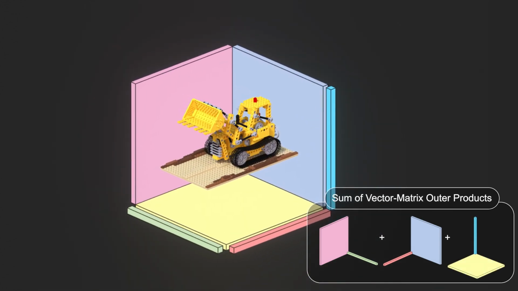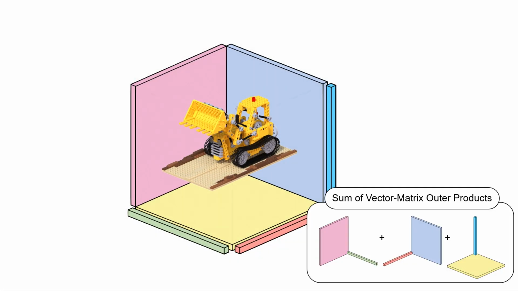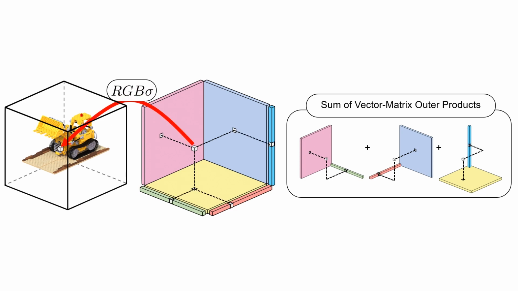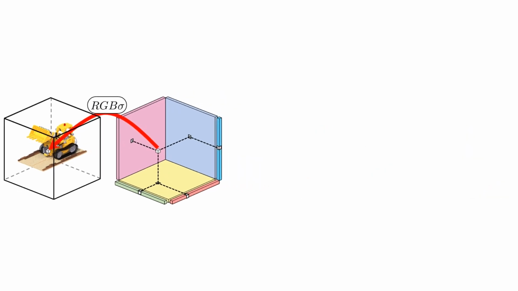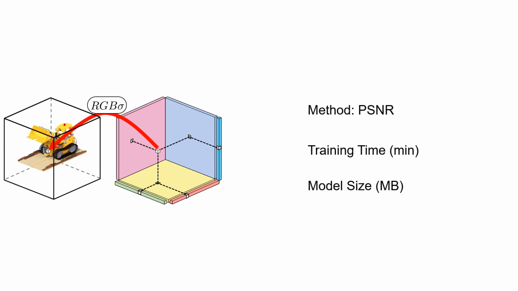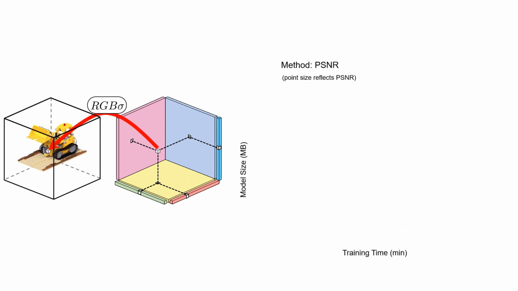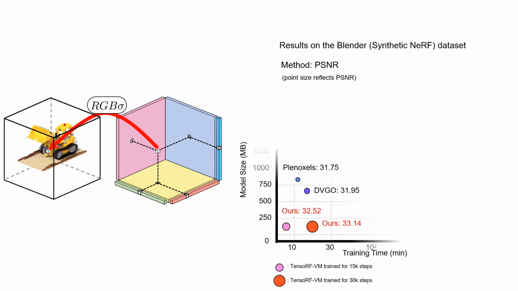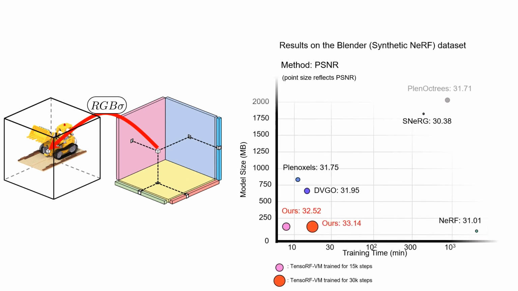In a sense, these vector and matrix factors are used to compute the volume density and RGB view-dependent color at any 3D scene location, allowing for rendering at arbitrary viewpoints with differentiable raymarching. Our approach achieves super-fast reconstruction, compact scene modeling, and state-of-the-art rendering quality. As shown here, with the results on the Blender dataset, our approach outperforms previous and concurrent works from multiple perspectives.